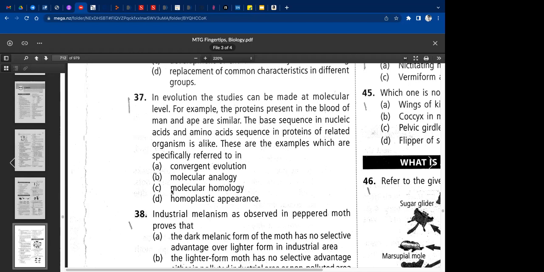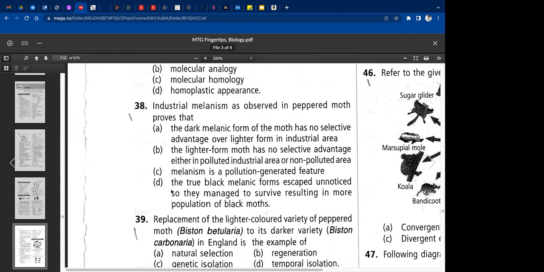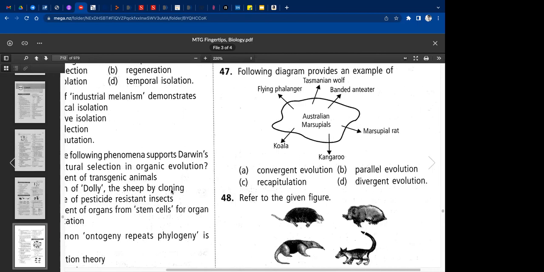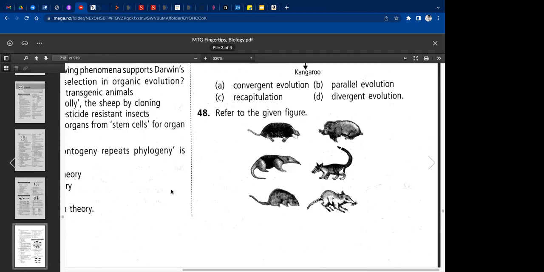Yes. So the same question can come without an option of molecular homology, but with divergent evolution in its place. So that will be the correct option. That's why I wanted to discuss this question. Cool.